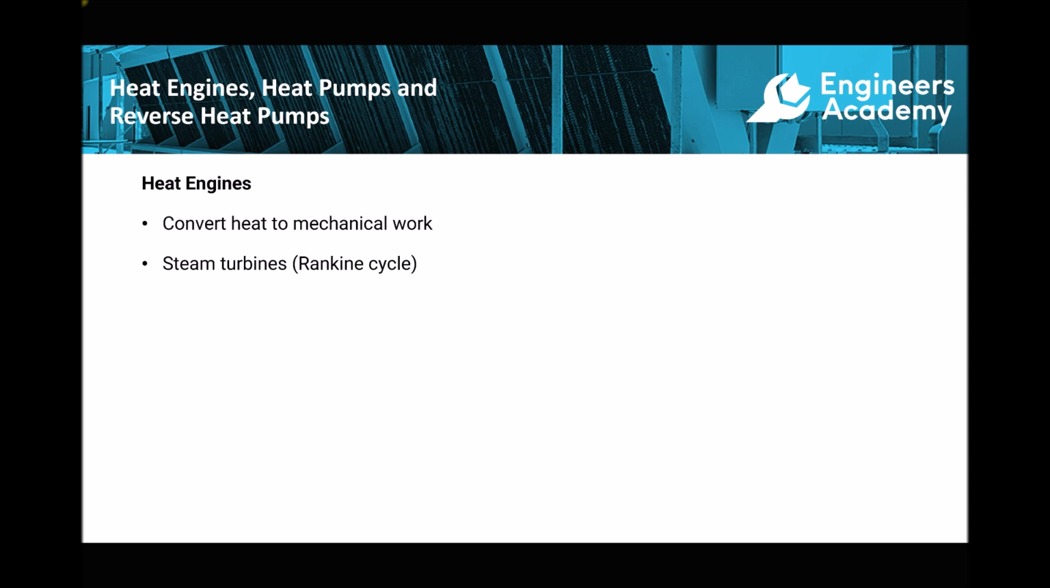Now, heat engines are systems that are specifically designed to convert heat energy to mechanical work. One such example are steam turbines and steam turbine plant. Now, a steam turbine power plant is typically modelled using something called the Rankine cycle.